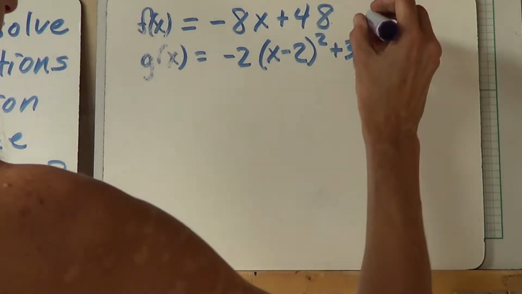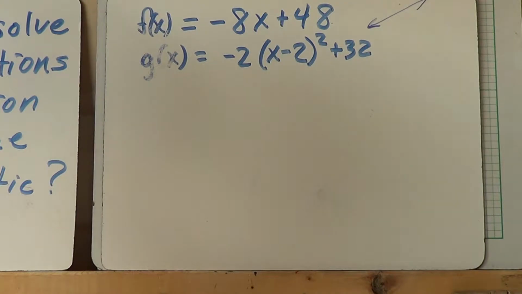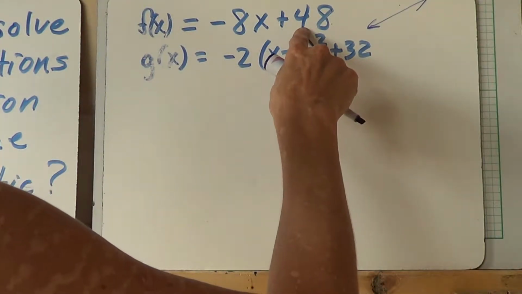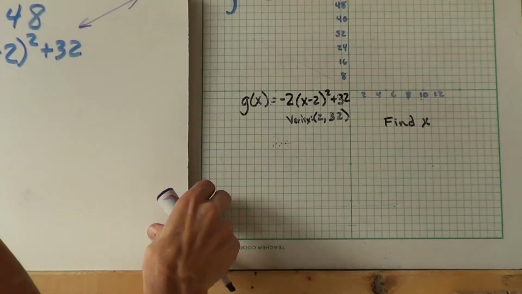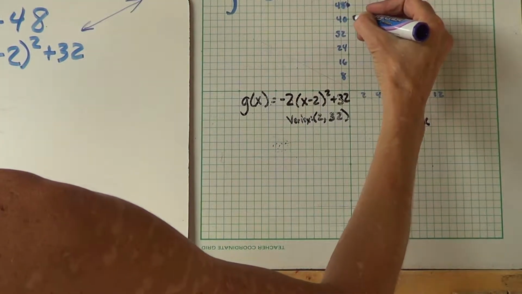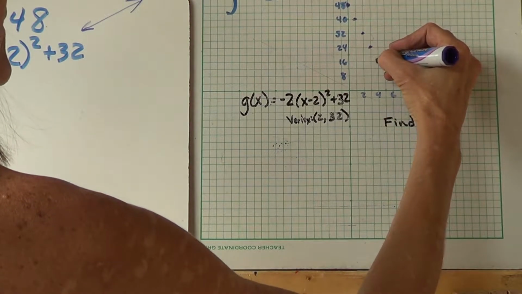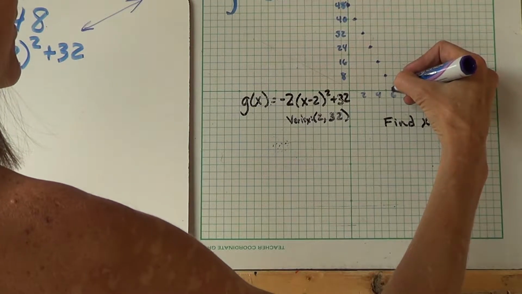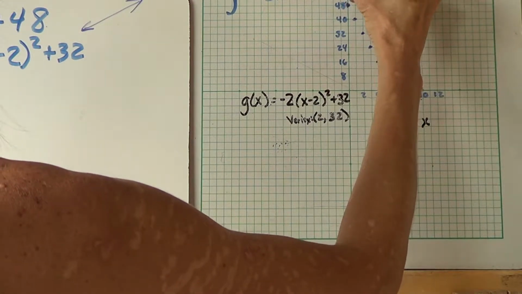This will be a straight line. Think of our arithmetic sequence. Our zero term is 48, and it goes down by -8 every time. So we put the intersection at 48, it's going to go down by 8. So there is my f of x.